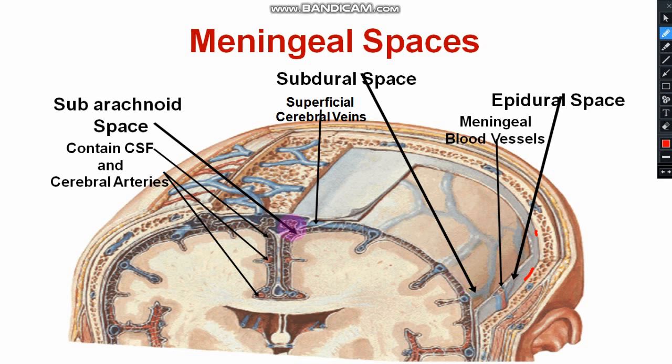The next space is the subarachnoid space. The subarachnoid space is the space between the arachnoid layer and the pia mater. Here you can see this is the pia mater, and this is the arachnoid mater. So this space is the subarachnoid space, which is filled with the cerebrospinal fluid.